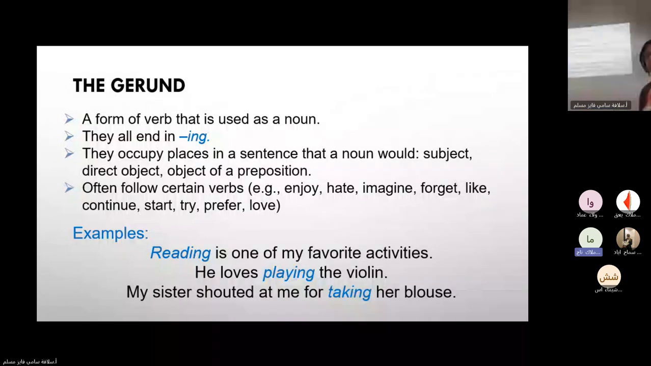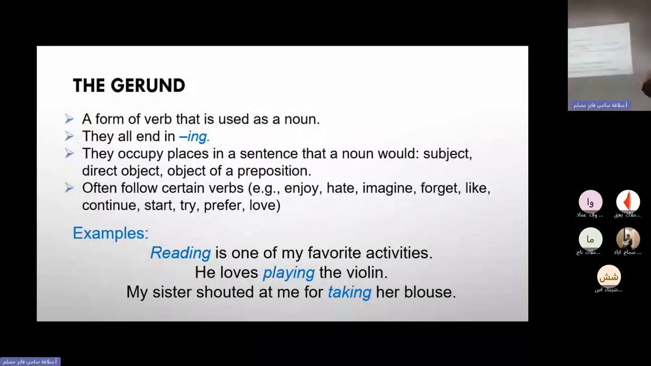أقرأ examples. Reading is one of my favorite activities. He loves playing violin. Reading is one of my favorite activities, the subject of the sentence. Okay? He loves playing the violin.